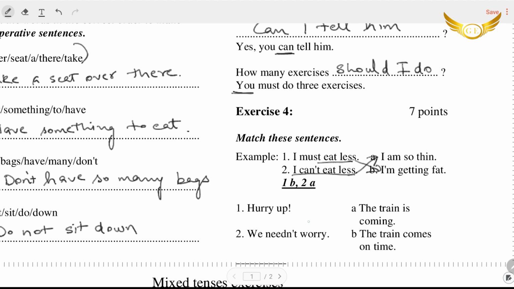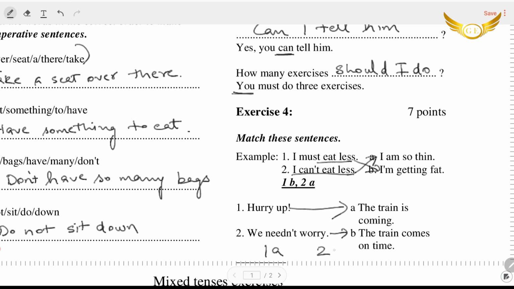Let's see the first one. I'm going to do the first one for you, and the remaining you will be doing for me. Hurry up, the train is coming. The train comes on time. So this is correct. It is 1 is A. Hurry up, the train is coming. And the second one is also right. We don't need to worry, or we needn't worry. The train comes on time. 2B.